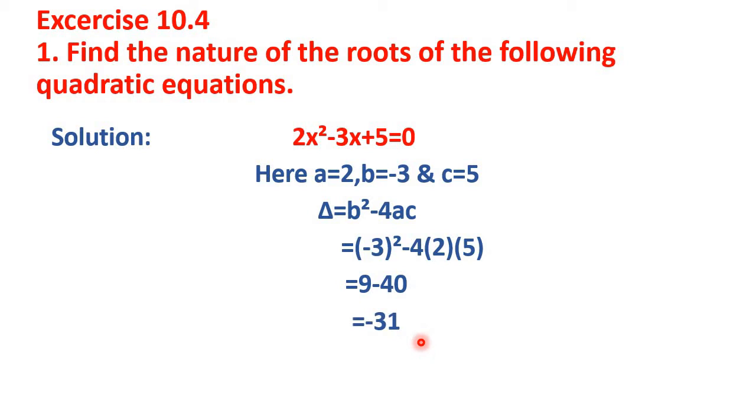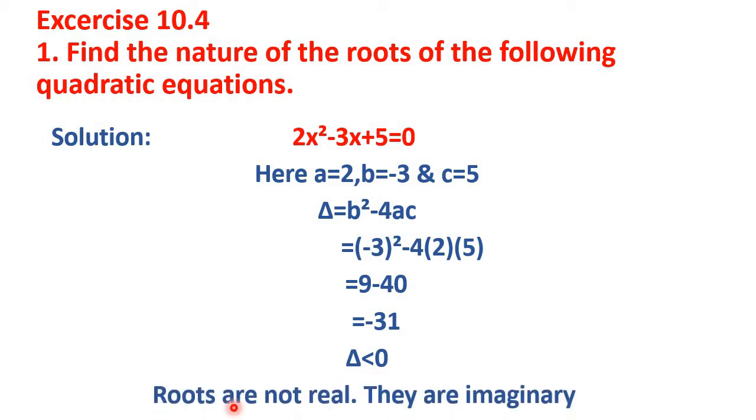So if delta value is minus 31, what is the meaning? It says that delta is less than 0. Therefore roots are not real, they are imaginary. So no real roots, they are imaginary. So if delta value is negative, the roots are not real, they are imaginary. Let us move to the next problem.